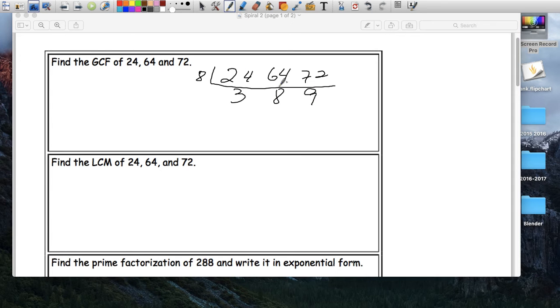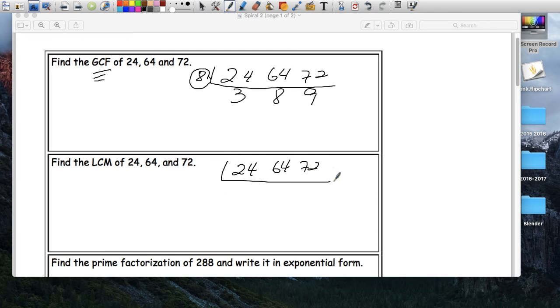Careful here, because this is a GCF problem. And in GCF, the ladder, I know you can say that we can continue with a 3 and 9, but because it's GCF, we need it to continue with all 3. And since that cannot happen, our answer is 8. The biggest number that can go into 24, 64, and 72 is just 8. Okay, be careful.